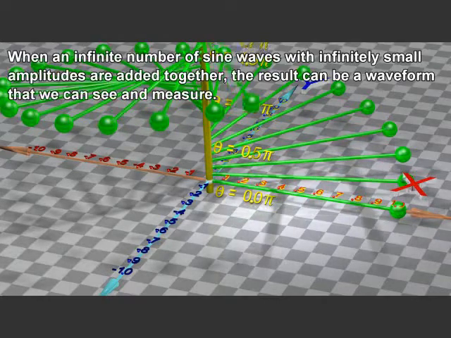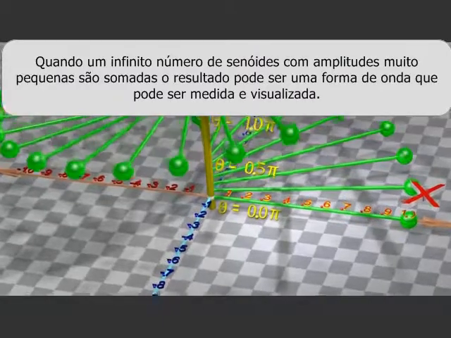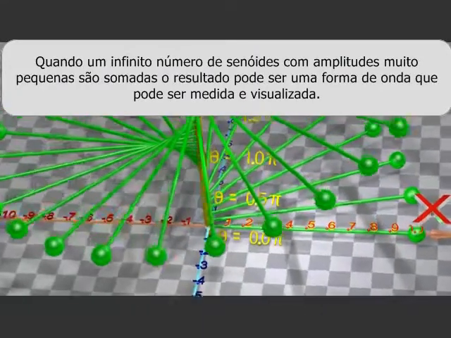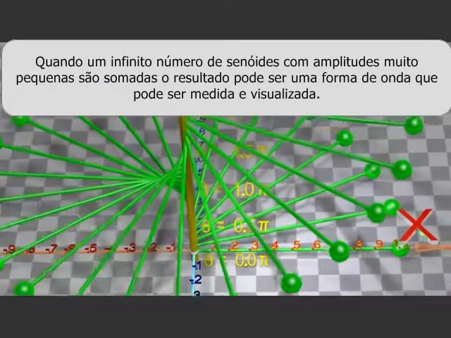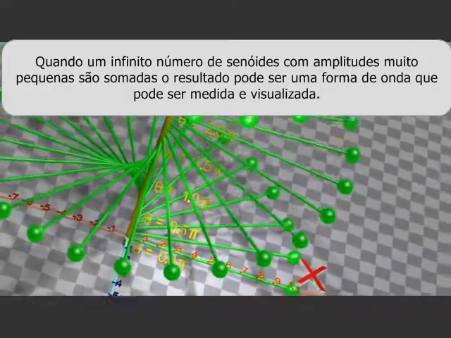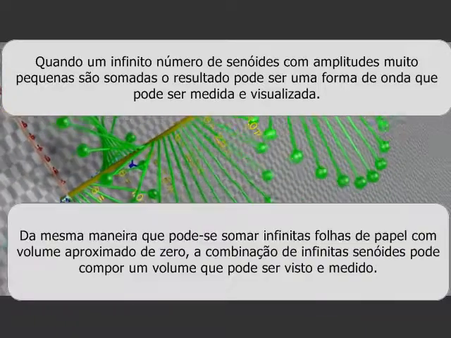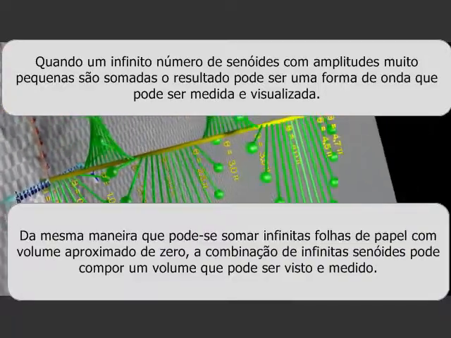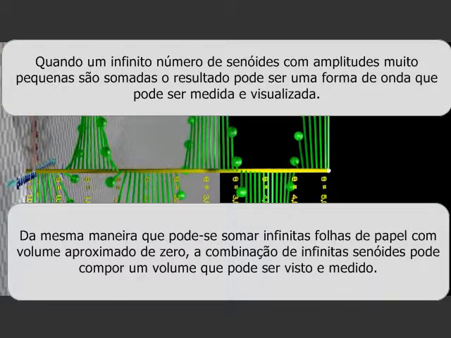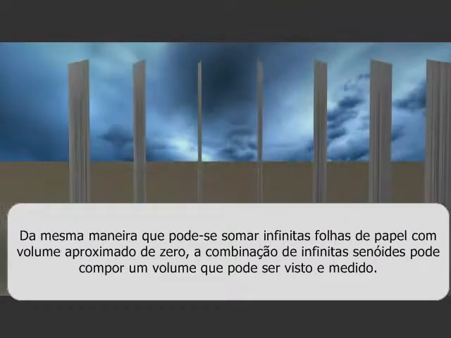When an infinite number of sine waves with infinitely small amplitudes are added together, the result can be a waveform that we can see and measure. This is the same way in which, if we add together an infinite number of infinitely thin sheets of paper, although each sheet of paper by itself has 0 volume, their combination can be an object with an actual volume that we can see and measure.